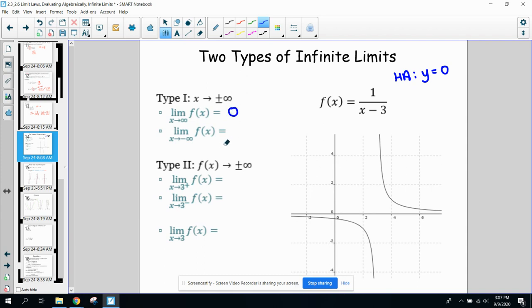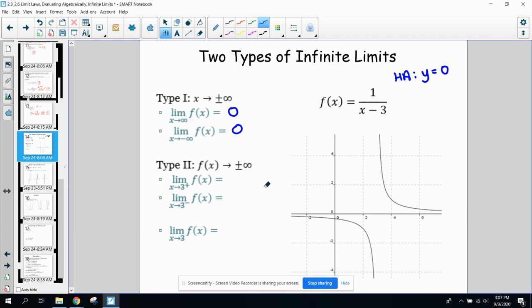The limit as x approaches negative infinity of this function, again, as we're going more and more left, the y values are getting closer and closer to 0. Okay, so the little trick is look at the horizontal asymptote. You can see it from the graph and you can also get it from the function itself.